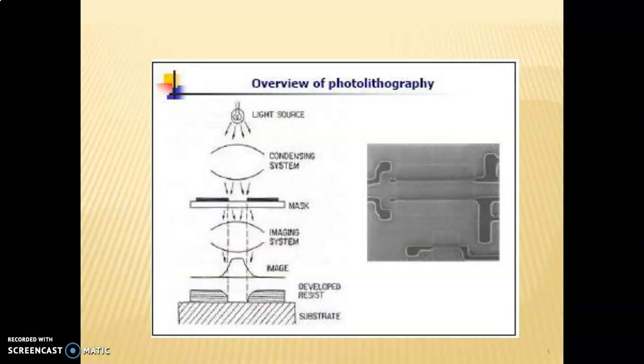This is a schematic diagram, or overview, of photolithography. Here we have a light source, the UV light source, which is transferred to the condensing system. Then it is transferred to the mask through the imaging system. Here we have the image, the developed resist, and a substrate.